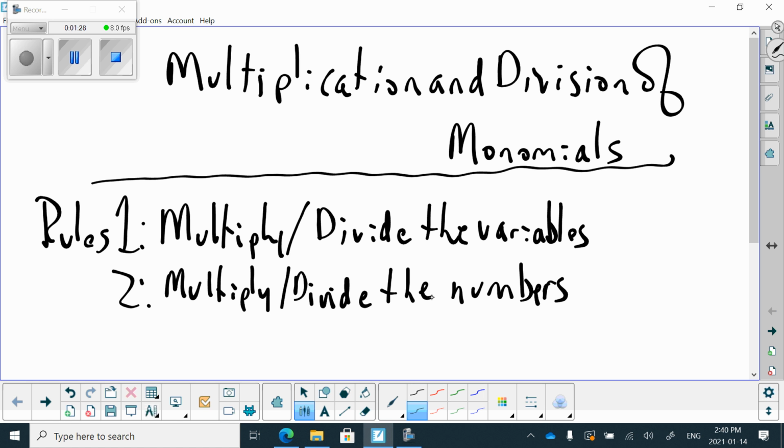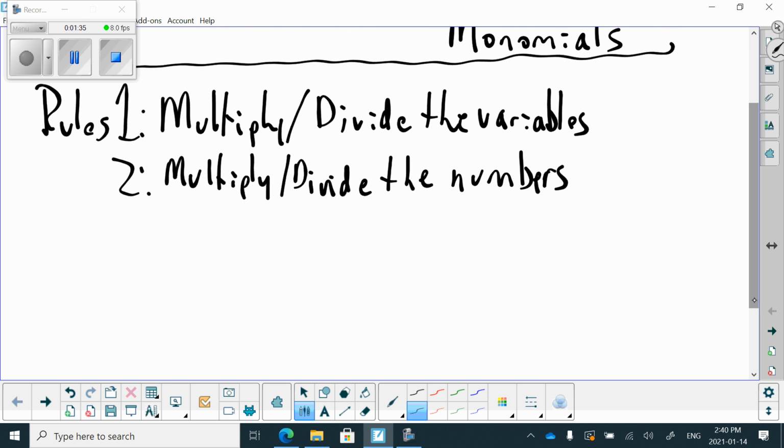Multiply or divide the variables, multiply or divide the numbers. That's really it. So let's do some multiplication. Again, everything is simplified. No equal sign. Let's do some multiplication here.